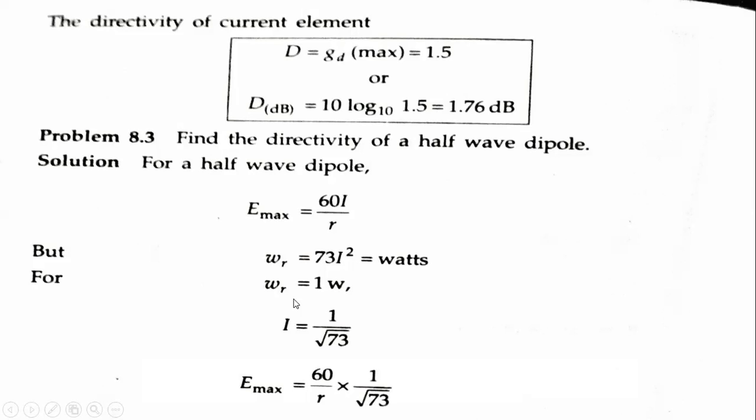So what will be the case for omega, for the 1 watt? How are we getting this 1 watt? Again, here no watt is mentioned, and in the previous case also it was not mentioned. So to calculate this I, you need to assume that the radiated power is 1 watt. Then I square will be 1 divided by 73, so I is equal to 1 by root of 73.